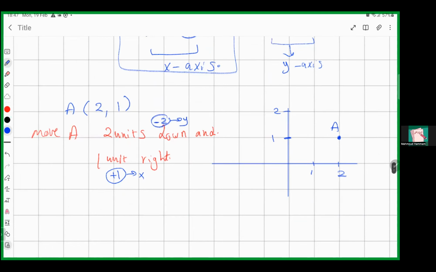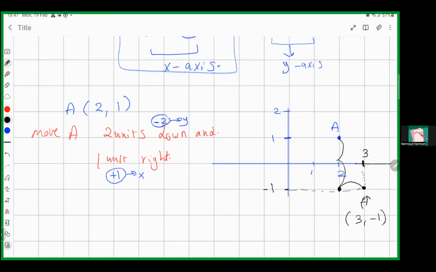What does it mean? Step by step, he said 2 units down. So 1, 2. This is 2 units down, and 1 unit to the right. So where is the new position of this point? What is the x here? X is 3. And what is the y? Y is -1. So we can say that A prime now is at x equals 3, what is y?